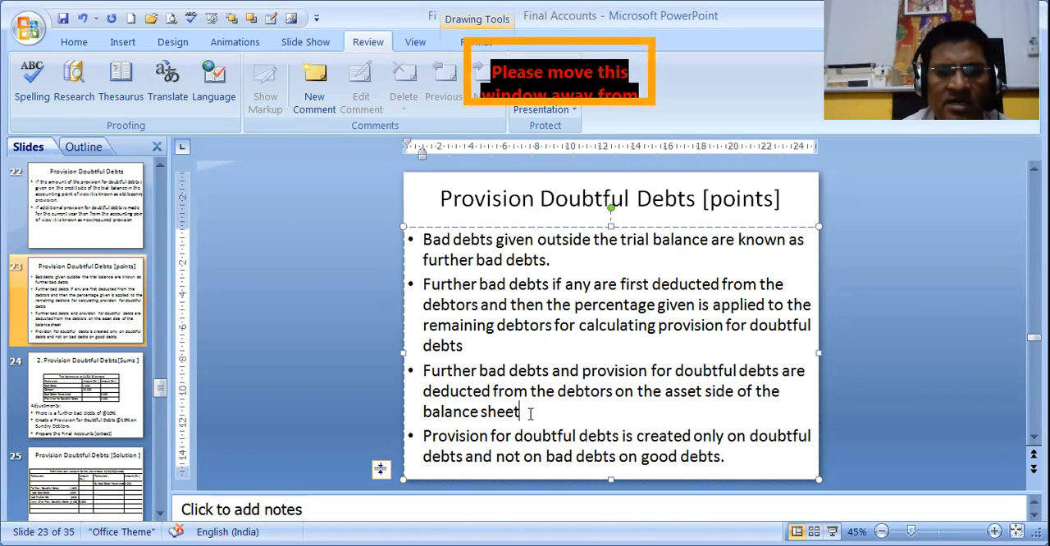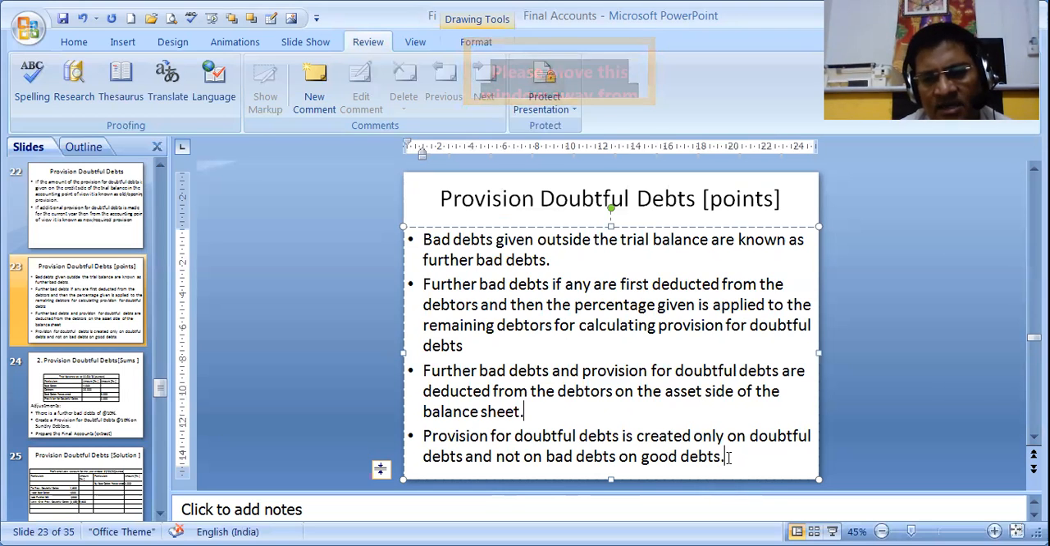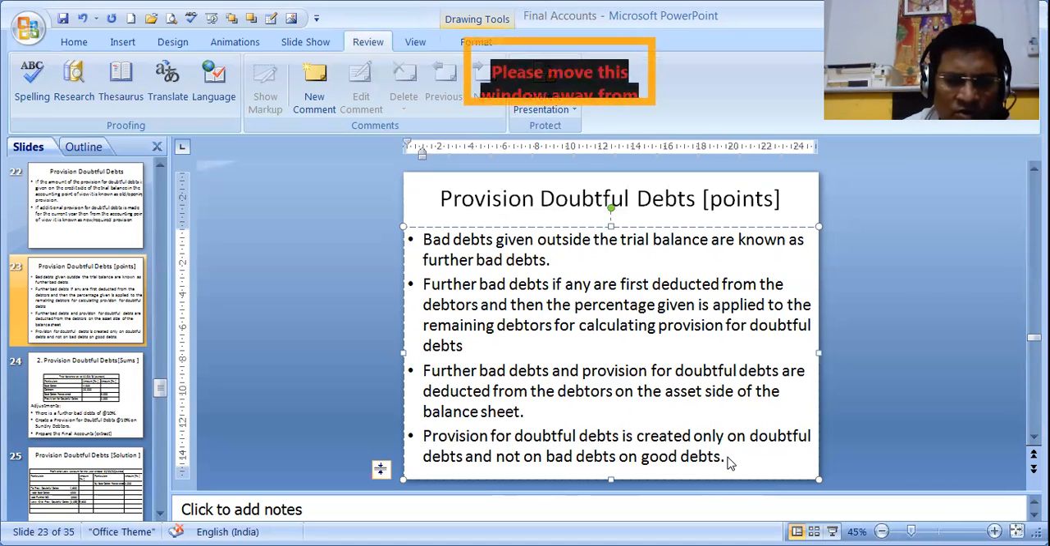Next, provision for doubtful debts is created only on doubtful debts and not on bad debts or on good debts. In our sums, for the sake of simplicity, it will be written that create provision on sundry debtors. That means the entire debtors who are not bad are good debtors, but you don't know who is good and who is doubtful. So we consider the entire debtors as doubtful debtors, and the provision is created on that only.